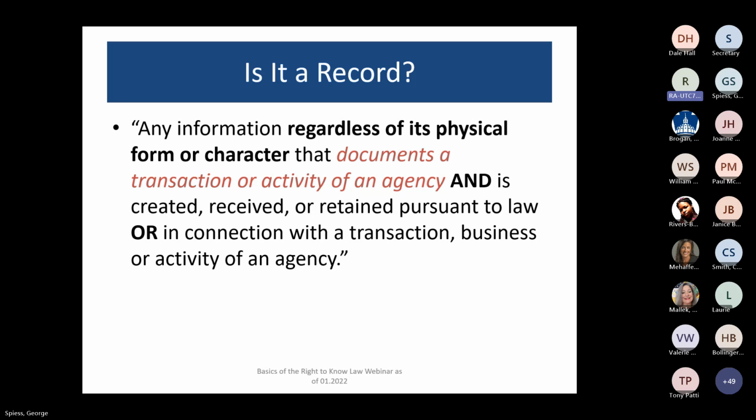A record is any information, regardless of its physical form or character, that documents a transaction or activity of an agency and is, et cetera, et cetera. Okay, key phrase there, highlighted in red. Documents a transaction or activity of an agency. That means that the record needs to be about our borough, our school district, our authority. And it needs to be about what we do. It needs to be about our mission. It needs to be our responsibilities. It needs to be about our duties, okay?